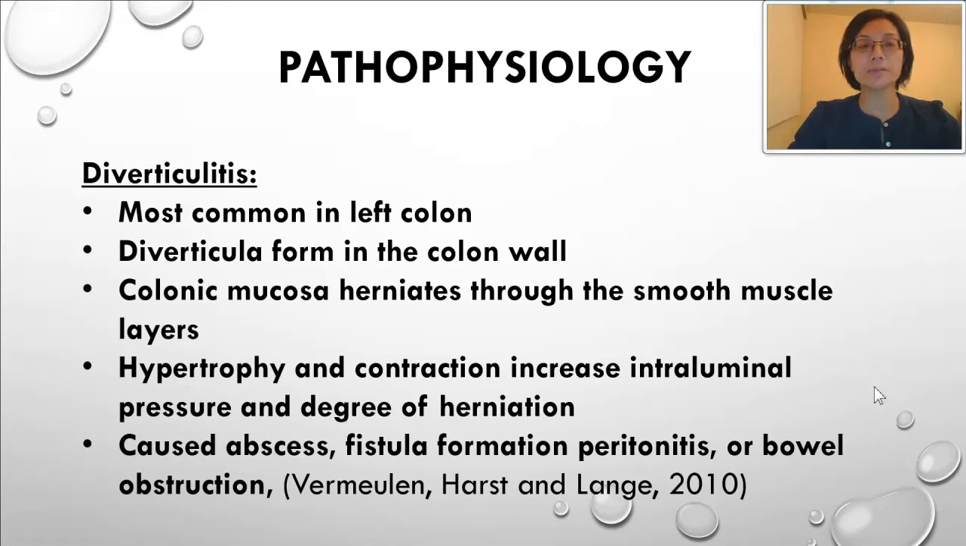Pathophysiology of diverticulitis. It is very common in the left colon, with diverticula forming in the colon wall. The colonic mucosa herniates through the smooth muscle layers, and the hypertrophy and contraction increase the intraluminal pressure and degree of herniation. When we look at the colonoscopy picture, we will see a lot of holes and sacs on the colon wall, which could be the source of lower GI bleeding. Diverticulitis may cause abscess, fistula, peritonitis, bleeding, and bowel obstruction.